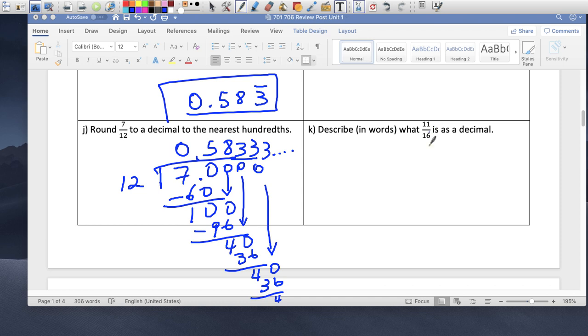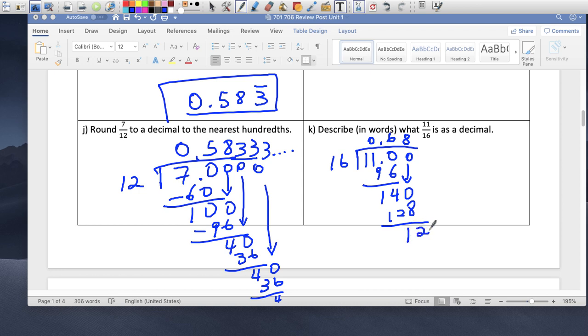And then describing words, what is 11/16 as a decimal? Well, I want to divide first before I describe it. So 16 does not go into 11, so let's add a decimal. 16 goes into 110 6 times, which is 96. 6 times 6 is 36. We're going to have 14 left over. Bring a 0 down. 16 goes into 140 8 times, 8 times 6 is 48, so 128. We're going to have 12 left over.